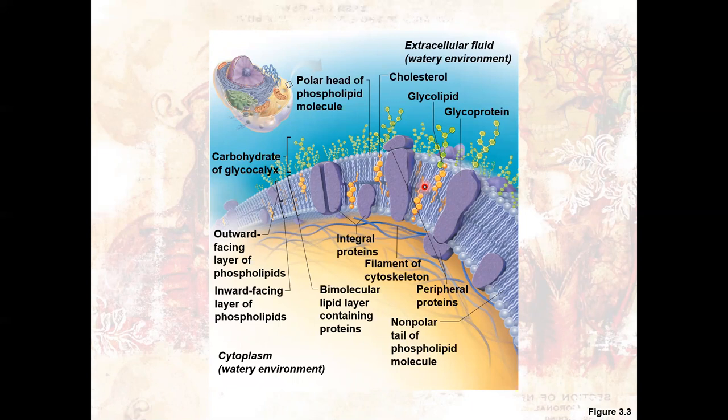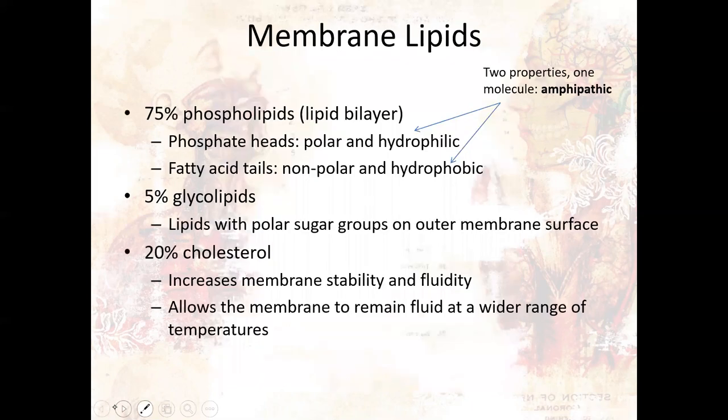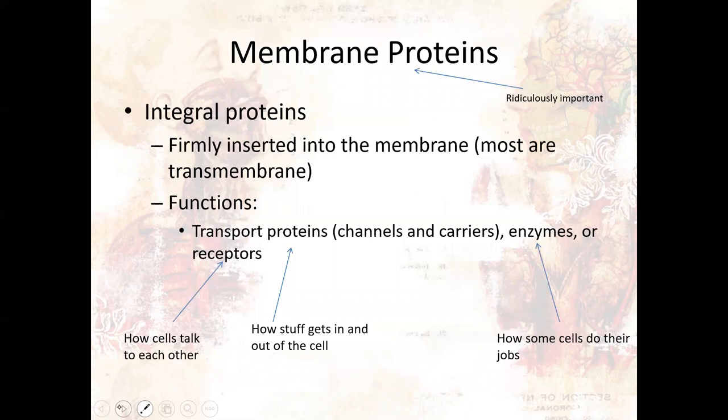So, phospholipid bilayer. There's some glycolipids and there's some cholesterol that's stuck in the cell membrane as well. Lots and lots of proteins stuck in the membrane. They will be how cells communicate, how they do work, and how they move stuff in and out of the cell. These membrane worker proteins are a lot of how cells function. And we'll be talking a lot about them as we go through the different systems.